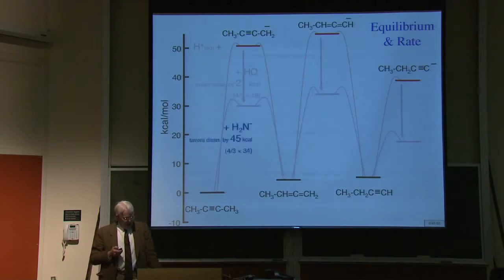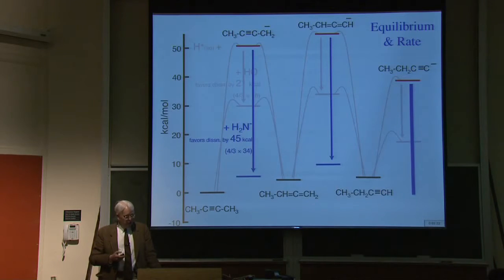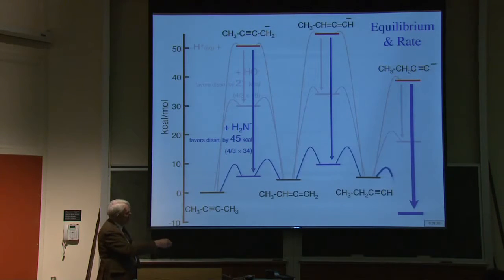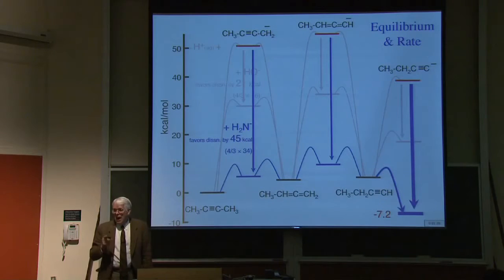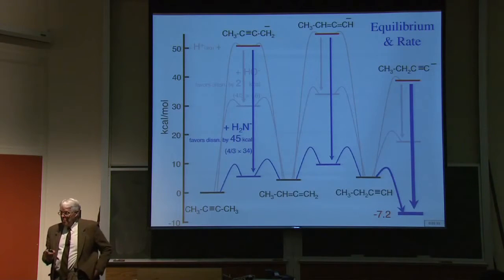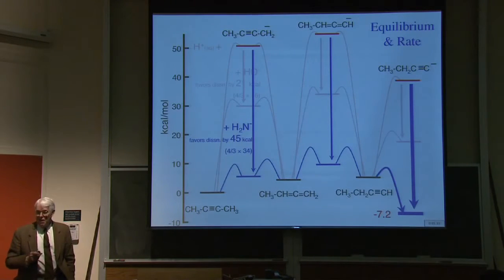However, suppose you use a really strong base, like amide. So now that favors loss of a proton, that is, it'll take the proton, by 45 kilocalories per mole. So now we're going to lower those ions even further, like that. And notice what happens on the far right. It goes all the way down there. And that's now the lowest energy form, if you have NH2 minus.